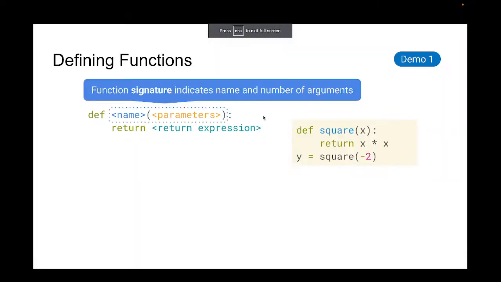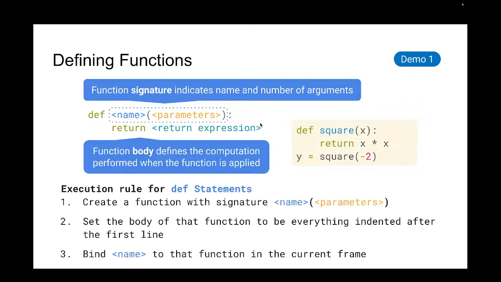So the general structure, again, just repeating it, this is the function signature. In the first line, we have the def statement, the name, and then the parameters, and then you return whatever you want. You could also add more to the body of your function.